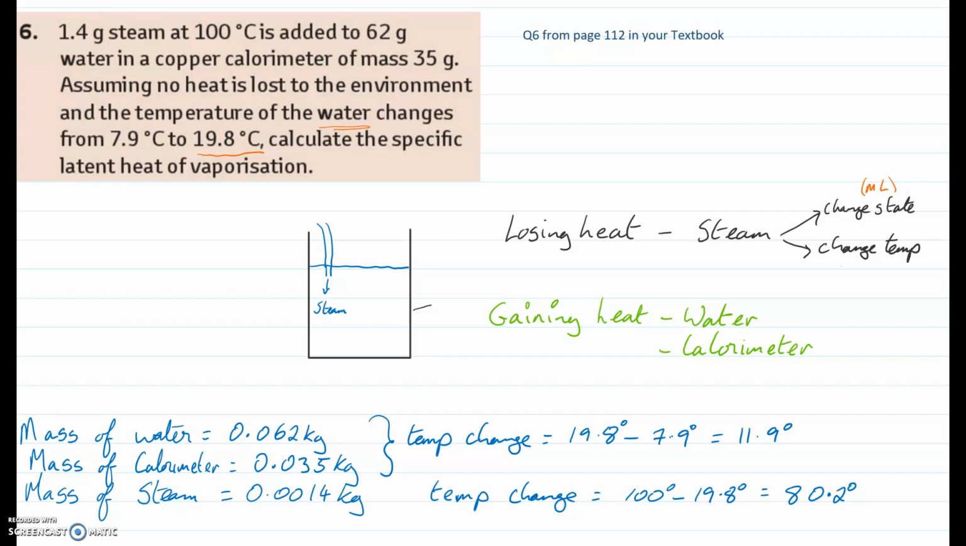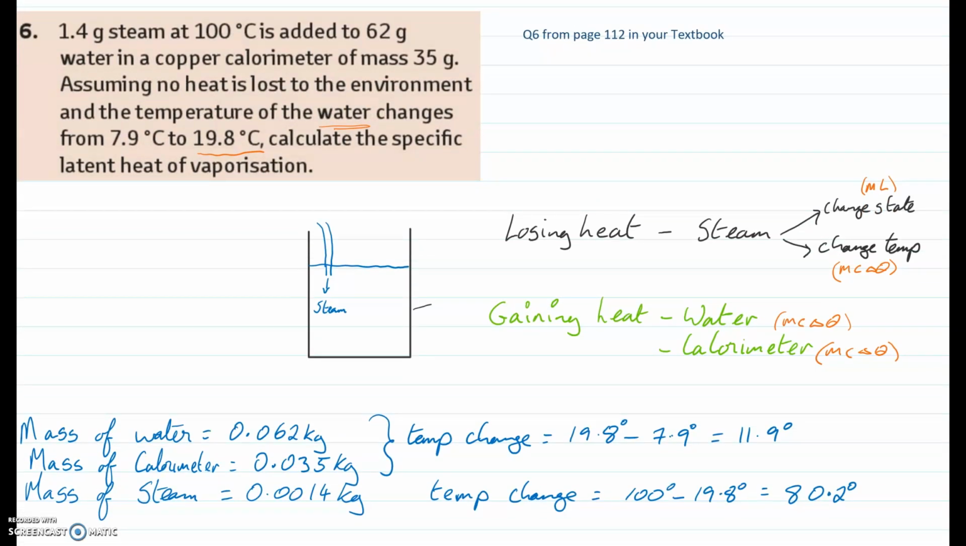Sorry, my formula here is mc delta theta. Okay. So what's gaining heat? The water, and again the amount of heat, mc delta theta, right? And the calorimeter, how much heat does that gain? Well, again, mc delta theta. So the mass of the calorimeter, specific heat capacity of the calorimeter, and the change in temperature of the calorimeter. So that's the first step that I would do. Set out what's losing heat and what's gaining heat.